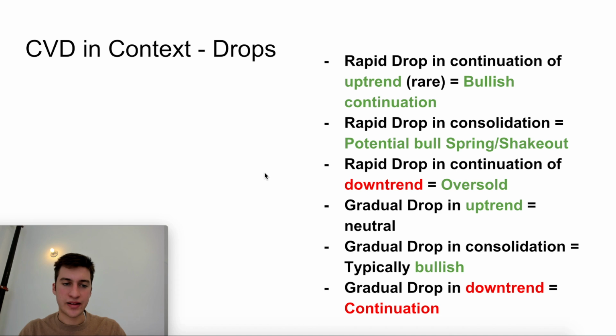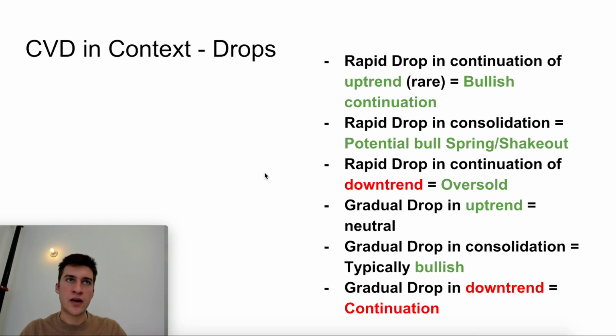So why exactly does the rapid drop in CVD lead to oversold and price going up when we're in a downtrend? Well, how is a downtrend going to continue moving down? A downtrend is going to continue moving down as supply is greater than demand. There are more sellers than buyers, theoretically speaking, and there's more bearishness than bullishness.